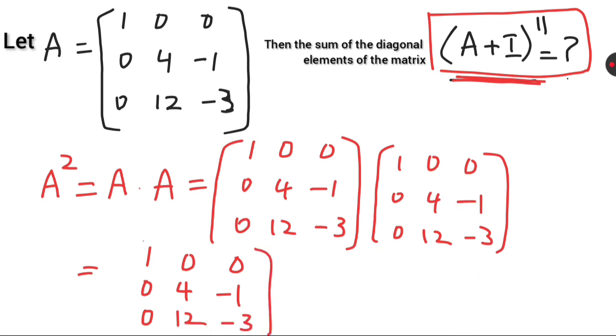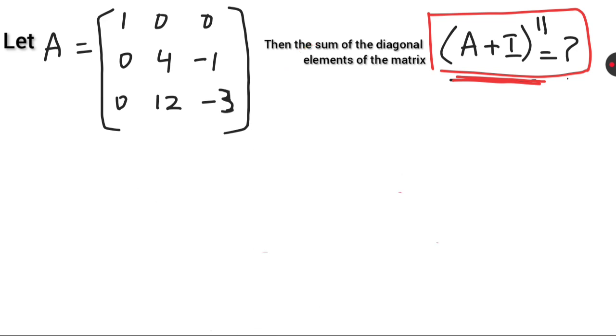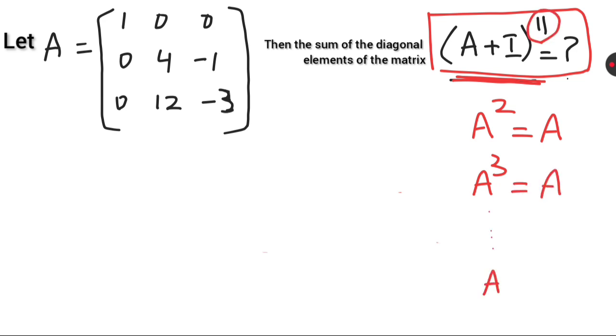Do you observe this: 1 0 0, 0 4 minus 1, 0 12 minus 3, which is nothing but our given matrix A. That means if you do A power 2, we get matrix A only. If you do A power 3 also, similarly we get A only. And so on, up to A whole raised to the power of 11, we are getting A only.